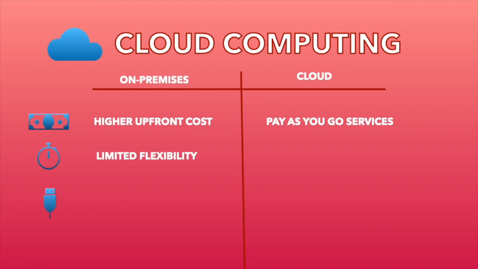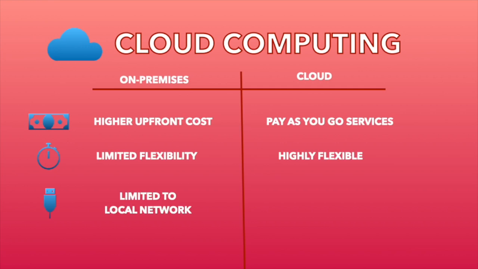On-premises infrastructure has limited flexibility because scaling up or down requires purchasing or removing physical hardware, which can be time-consuming and costly. Changes to resources are not as quick or easy as in the cloud. Cloud computing offers high flexibility, allowing businesses to quickly scale resources up or down based on demand without buying new hardware.